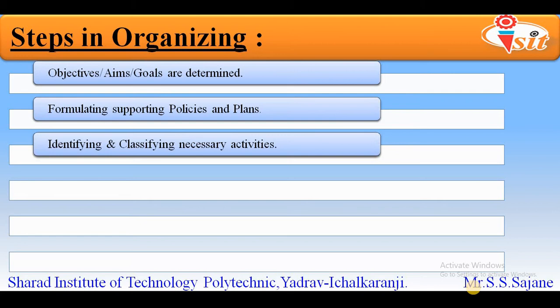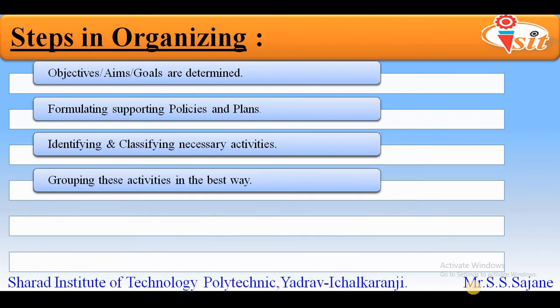The activities can be considered as per their nature and scope. So the fourth step in organizing will be grouping these activities in the best way. Since all the necessary activities are already identified and classified in the previous step, the supervisor will now arrange these activities in a sequential order.